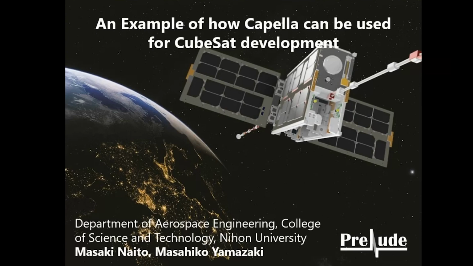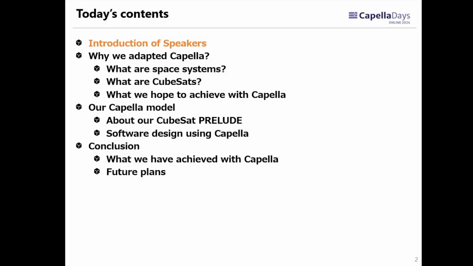Next slide. So today's content is like this. First, we will introduce ourselves, and next, we will talk about why we adopted Capella. We will talk about space systems and CubeSats, and also what we hope to achieve with Capella. And after that, we will show you our Capella model and our satellite and the software design using Capella. And after that, we will have a conclusion.